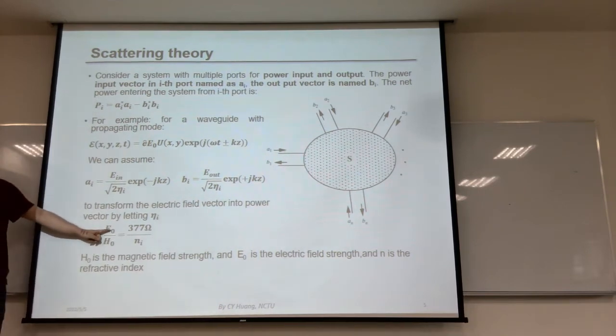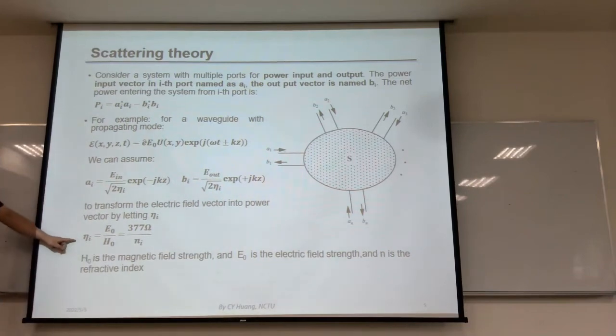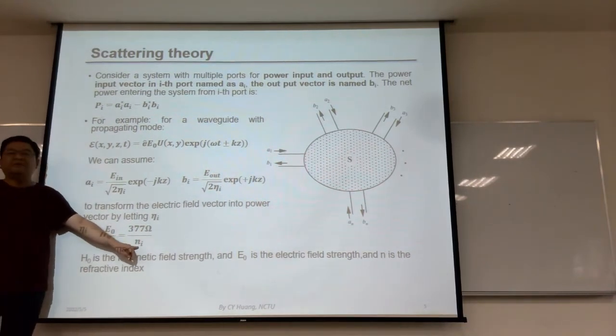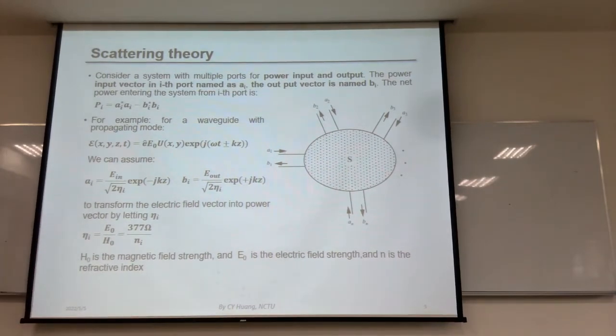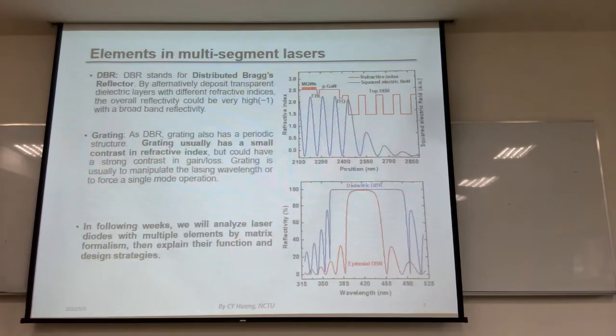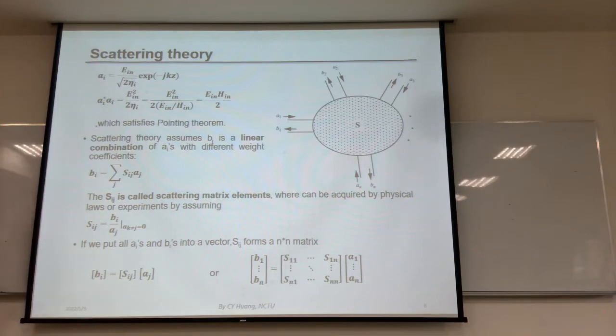The eta_i is actually the ratio between your electric field and the magnetic field. According to calculation, that will be 377 ohm divided by your refractive index. Okay, that's part of electromagnetism, so we'll just use this assumption. If we do this, we can double check whether A_i squared is in the unit of power. If A_i is the electric field divided by the square root of 2 eta, then A_i conjugate times A_i, that means its absolute value squared, will be E squared divided by 2 eta_i. And eta_i is the ratio between electric field and magnetic field, so it becomes E times H divided by 2. So this is the form of the power flow according to the Poynting theorem.